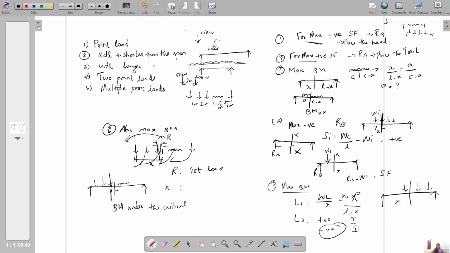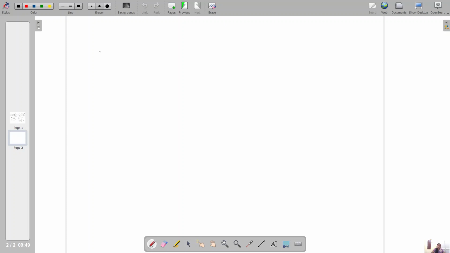So we are going to start from a simple problem. I have taken the values randomly: a 30-meter span and a 20 kilonewton point load. The problem statement is to consider the section. You can give it at 8 meter or 10 meter. I'm going to consider the section at 8 meter.